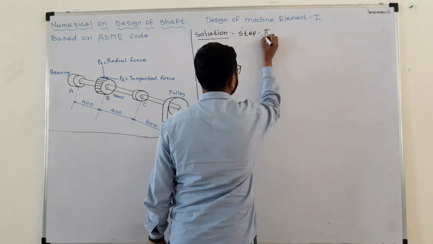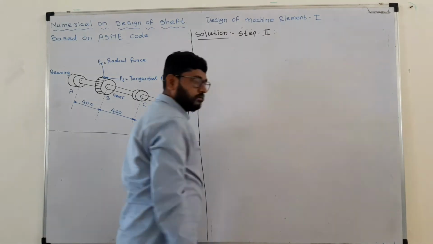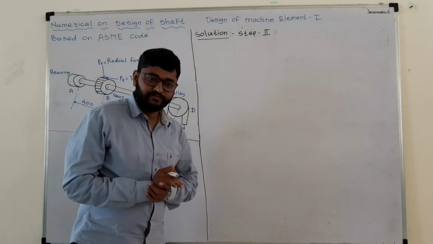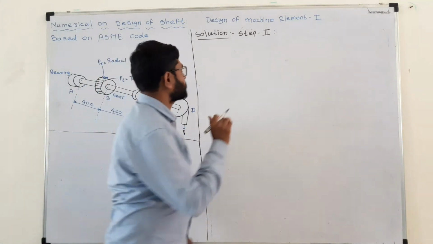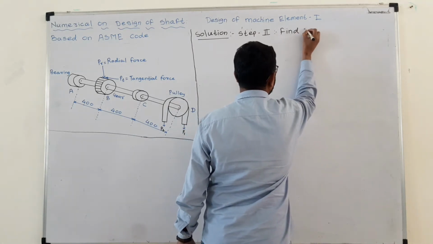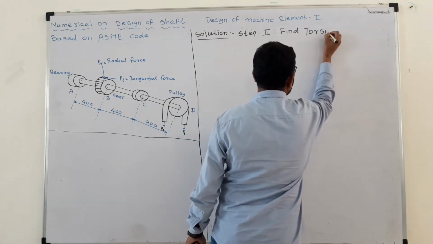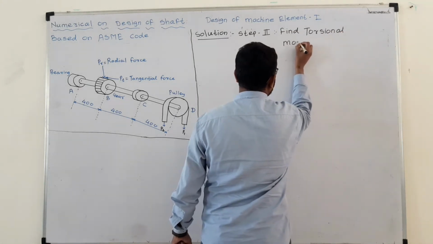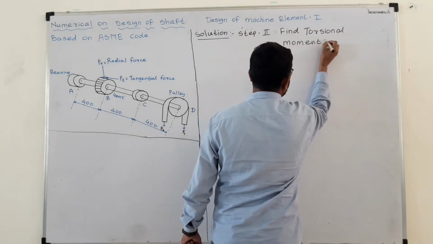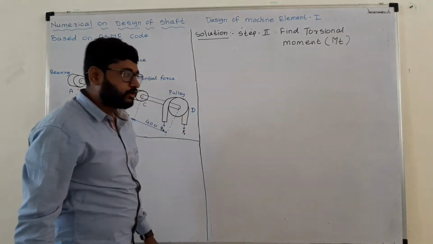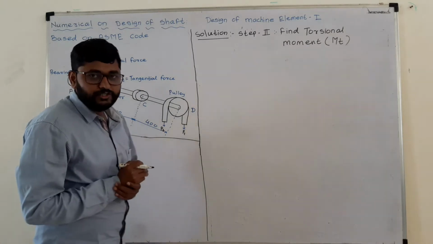Second, the next step is to find the torsional moment, that is M suffix T. So how to find the torsional moment?